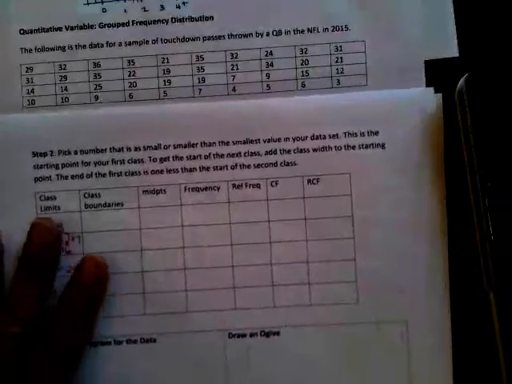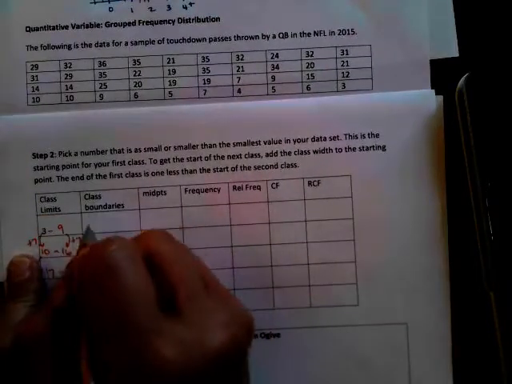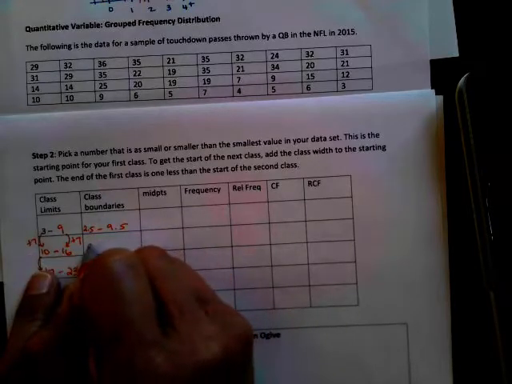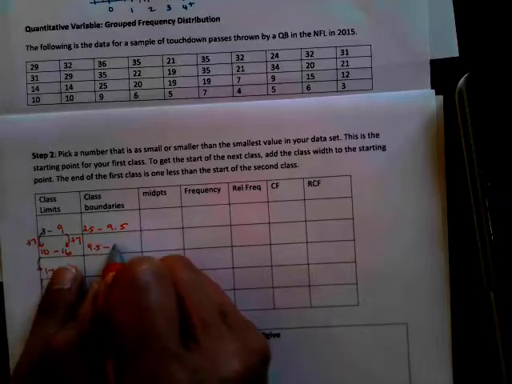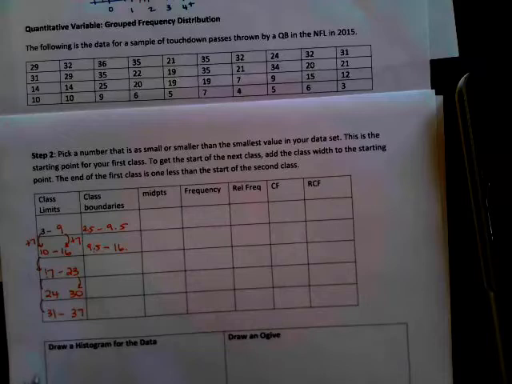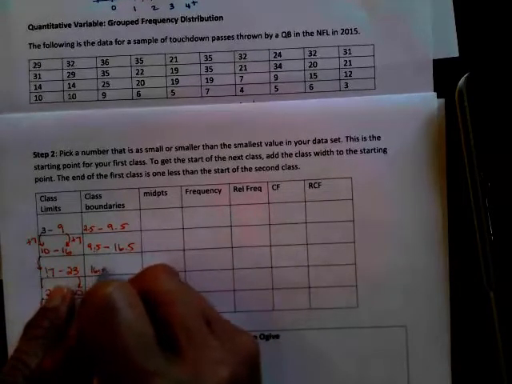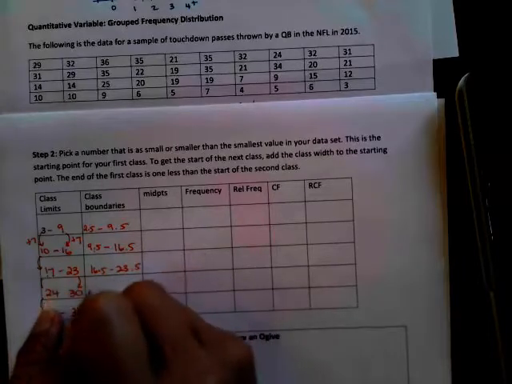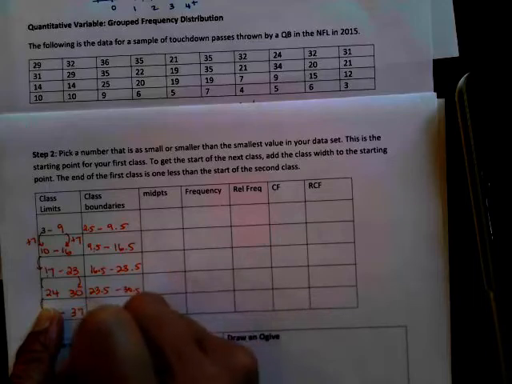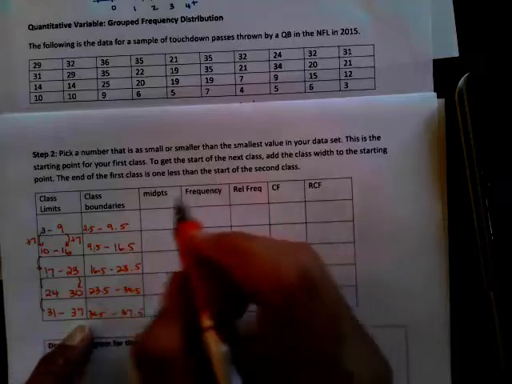So I would do plus and minus 0.5 on the ends. So 2.5 to 9.5. And then I'm going to start at that 9.5, same, so I write the two classes bang together there. 16.5, 16.5 to 23.5, 23.5 to 30.5, 30.5 to 37.5. We can find our midpoints.